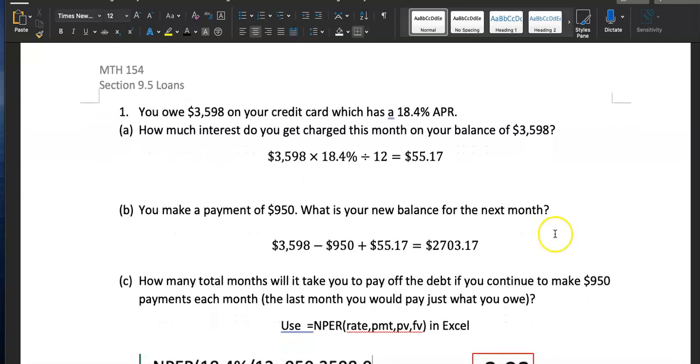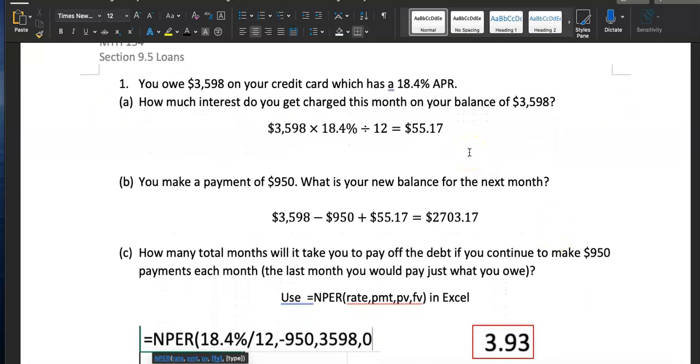All right, next one. You owe $35.98 on your credit card, which has an APR of 18.4%. How much interest do you get charged this month on your balance of $35.98? Now take a look. APR is annual. So that's why I'm doing that $35.98, that's how much you owe, times 18.4%, but that's annual, right? That's the annual interest.